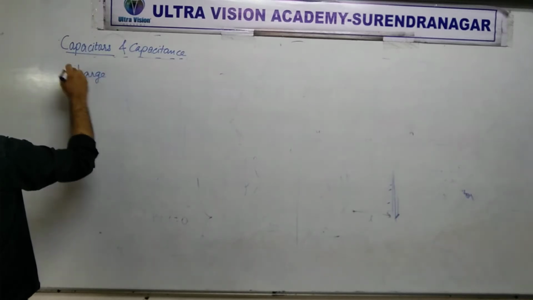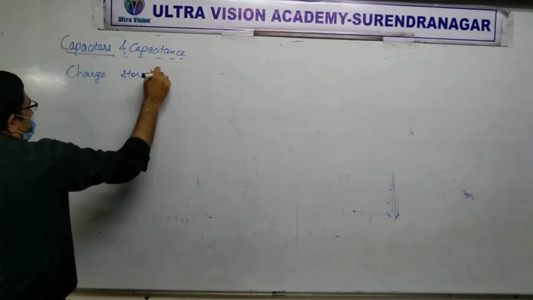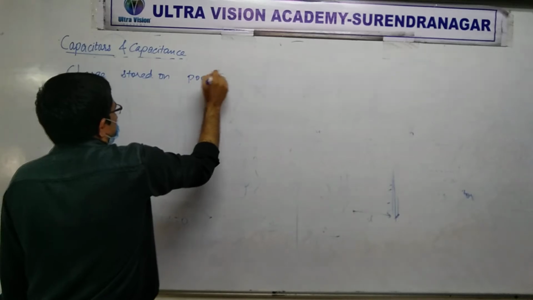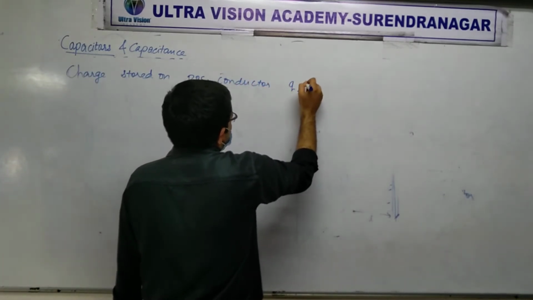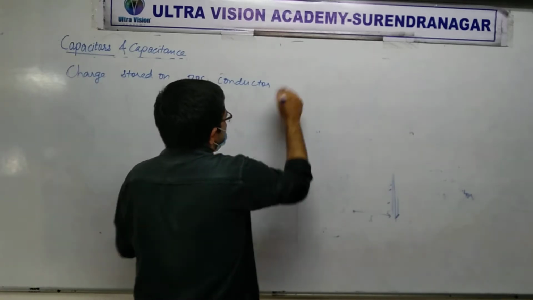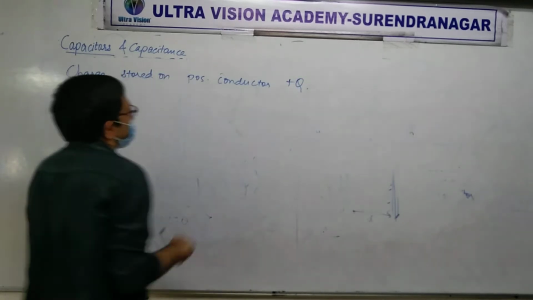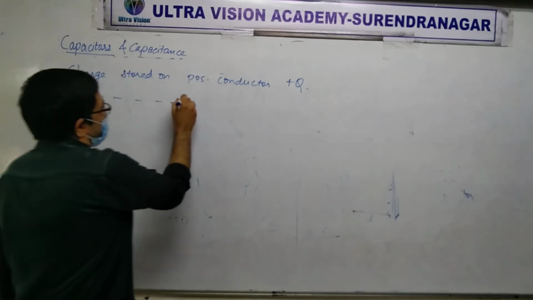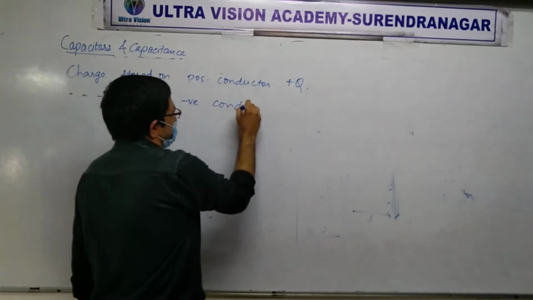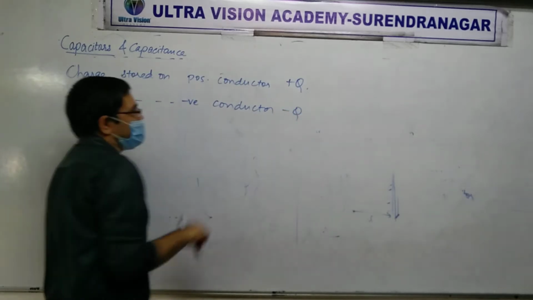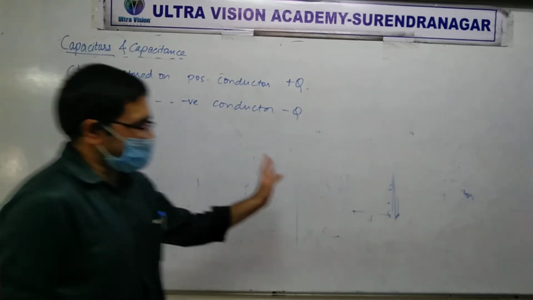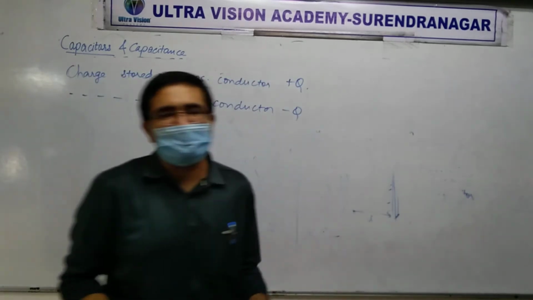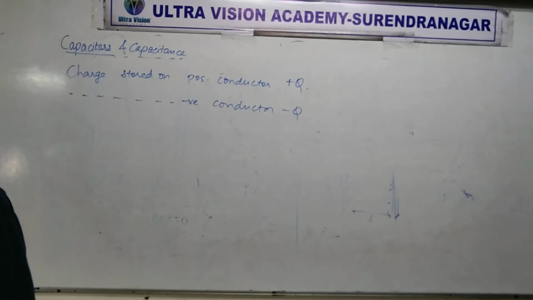Charge stored on the positive conductor is plus Q. And similarly, charge stored on the negative conductor is minus Q. Like I said, normally one conductor is storing a charge plus Q and the other one is storing a charge minus Q. Clear or not clear?